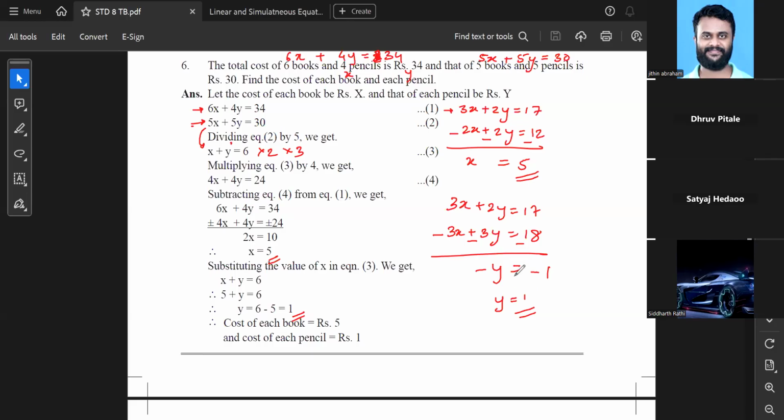So that's what I said. Fine, understood. It doesn't matter which variable you are eliminating or how you are eliminating. It totally doesn't matter. Just don't make any calculation mistakes. If you're not making any calculation mistakes, then every time you'll get the correct answer. Sequence doesn't matter.